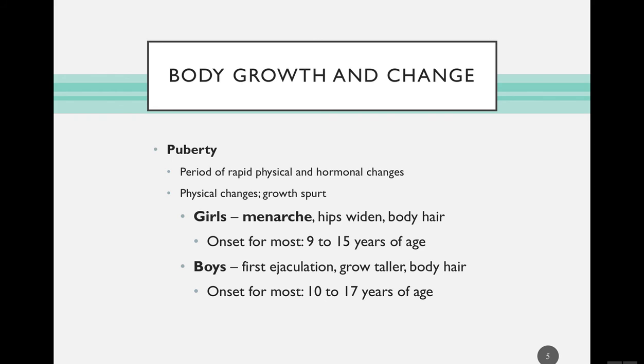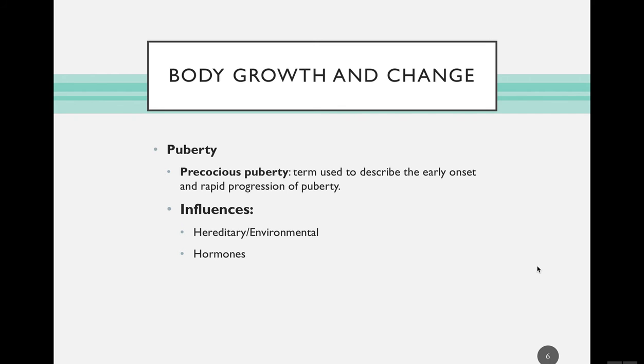Puberty, as defined by the book, is a period of rapid physical maturation involving hormonal and bodily changes that occur primarily in early adolescence. So for girls, puberty is marked by menarche or their first menstruation. And then also their body begins to change. For boys, it is marked by their first ejaculation and other body changes as well.